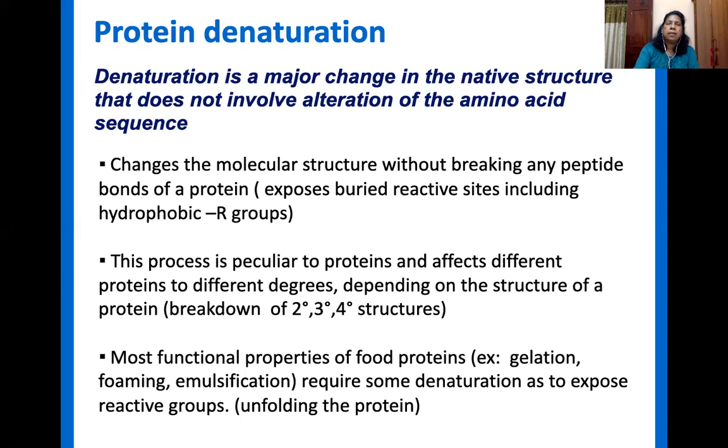It's a major change in the native structure that does not involve alteration of the amino acid sequence. The structure will be changed, but the amino acid sequence is not changed. That is why once you fry the egg, you can get the same nutritional composition, the same nutrients, to your body. If you fry the meat, you can get the same nutrients. In relation to the protein, if you cook the fish, even if you fry the fish, you can get more or less the same nutrients to your body.